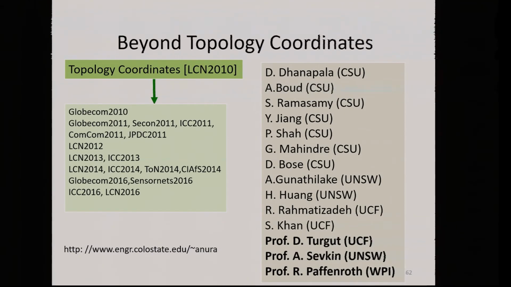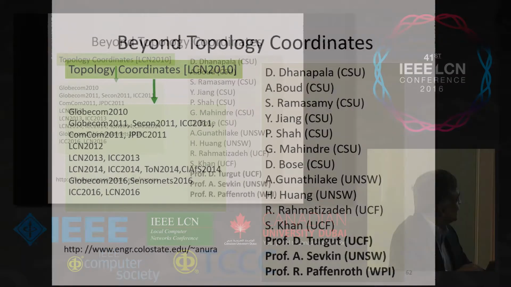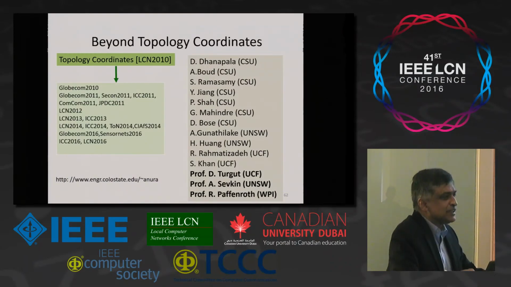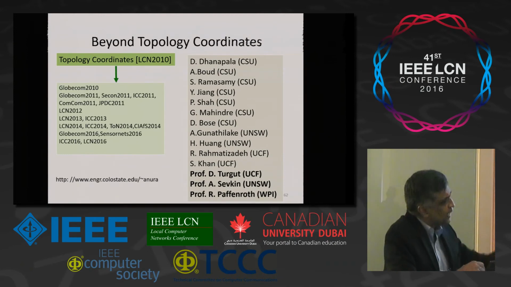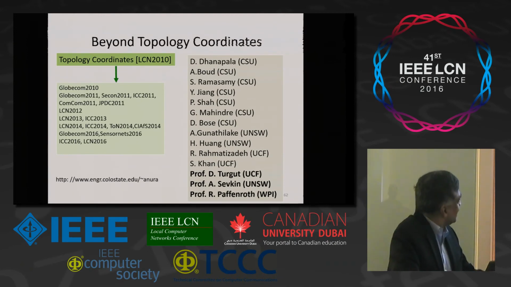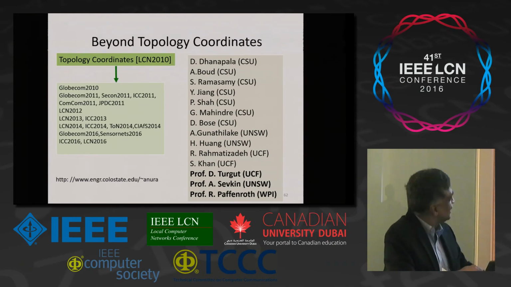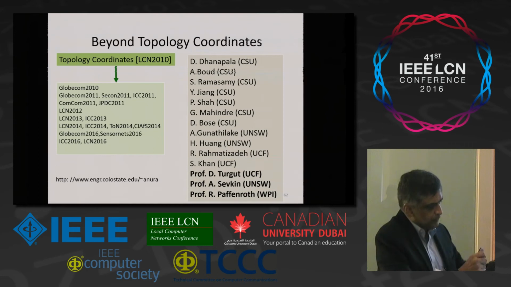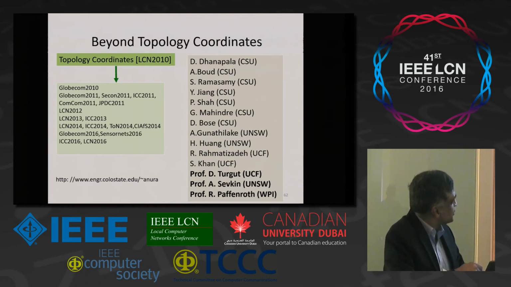Twenty papers later, many graduate student theses, a couple of students at UNSW, a couple of students at UCF, part of their work is related to this. In the process, I have started collaborating with many, such as Damla Turgut from UCF, who has applied this to the case where there are mobile nodes; Andrey Sarkin, a control theorist working in control systems; and Randy Paffenroth at Worcester Polytechnic, who is a data scientist.